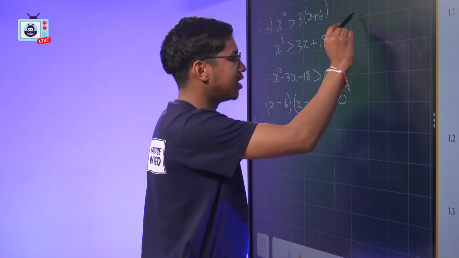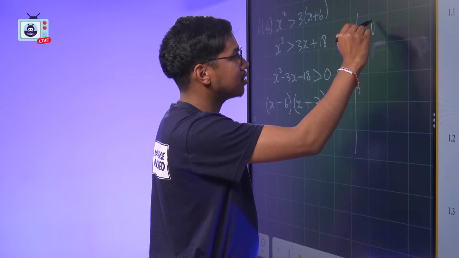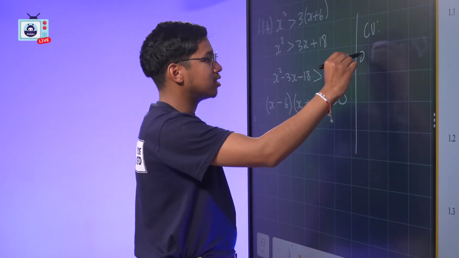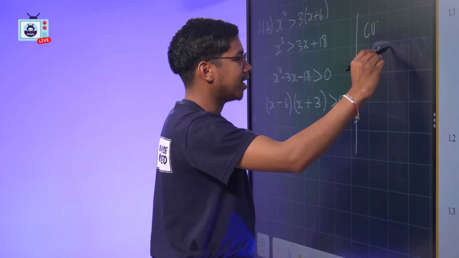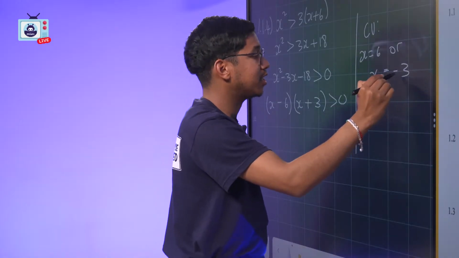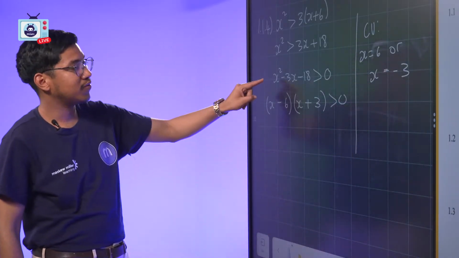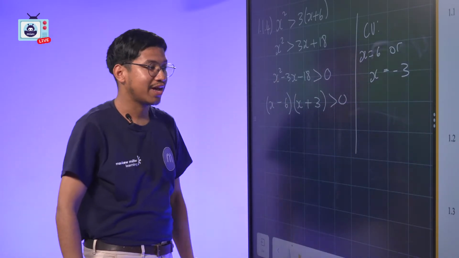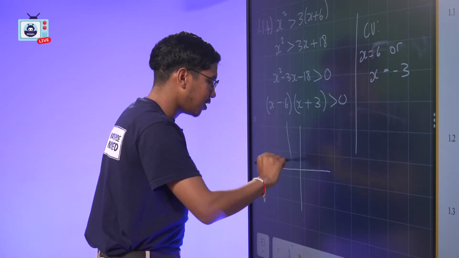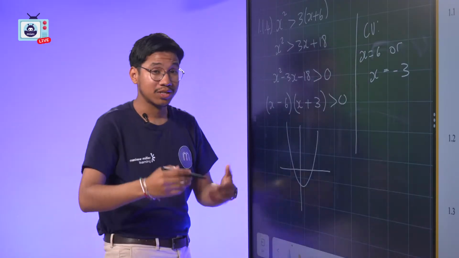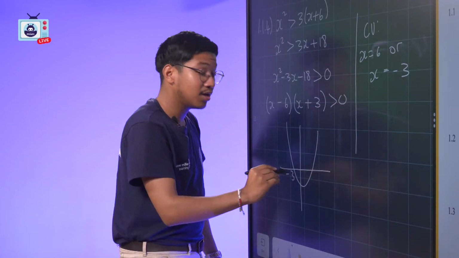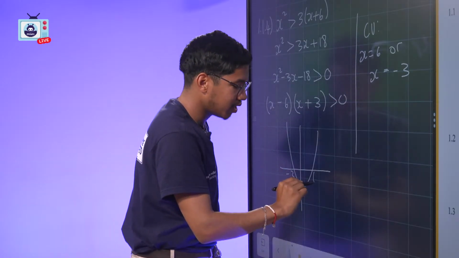So now on the side, I'm going to find my critical values, right? So if x minus 6 is 0, x will be equal to 6, right? Or x will be equal to negative 3, all right? A over here is positive, so I will have a smiley face for my parabola. I'm going to have a smiley face over there. What did I tell you? Put your smallest number on the left-hand side, put your bigger number on the right-hand side.